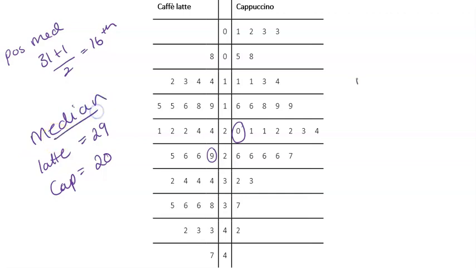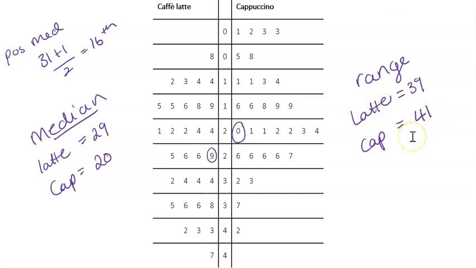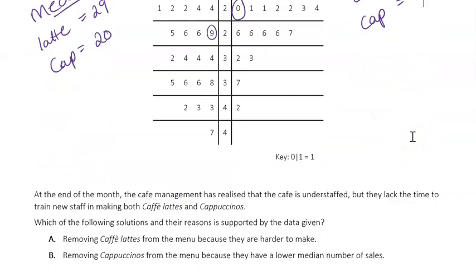calculation of our ranges, your range is your maximum minus your minimum. So for the lattes, 47 minus 8, so we get 39. And for the cappuccinos, we've got 42 minus 1, so 41. So a larger range and a lower median for the cappuccinos compared to the lattes.